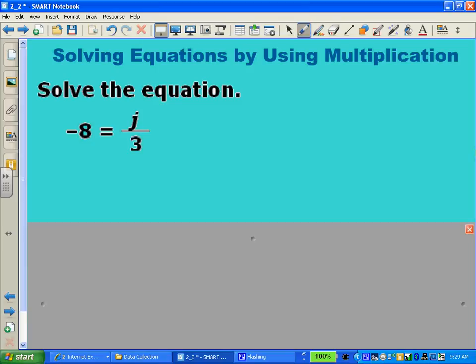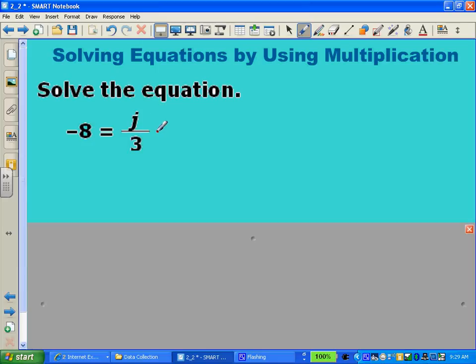So you'll see here we have -8 equals j over 3. Now, one mistake that happens a lot is people don't think that the fraction bar and division are the same thing, but they actually are. So this actually says -8 equals j divided by 3. So again, just like yesterday, we ask, what's happening to our variable? Well, here's our variable j, and it's being divided by 3. So what's the opposite of divided by 3? Well, multiplying by 3, you say.